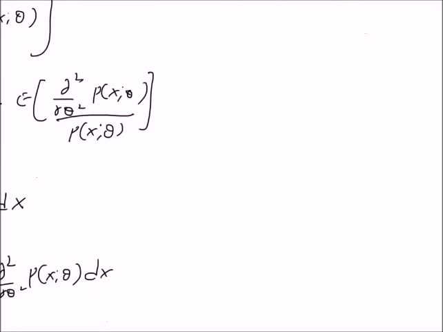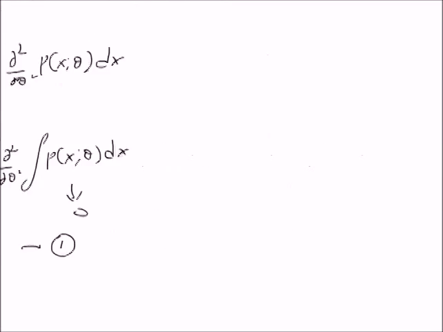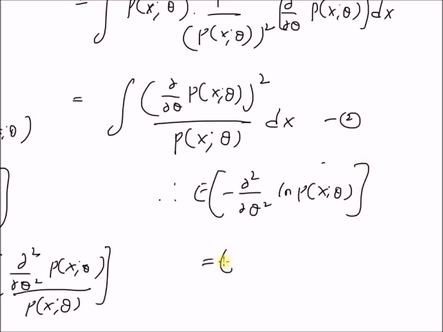You can clearly see that the result in equation 1 is exactly the same as the result in equation 2. Therefore, the expectation of the negative second derivative of the log likelihood function is equal to the expectation of the first derivative of the log likelihood function whole squared.